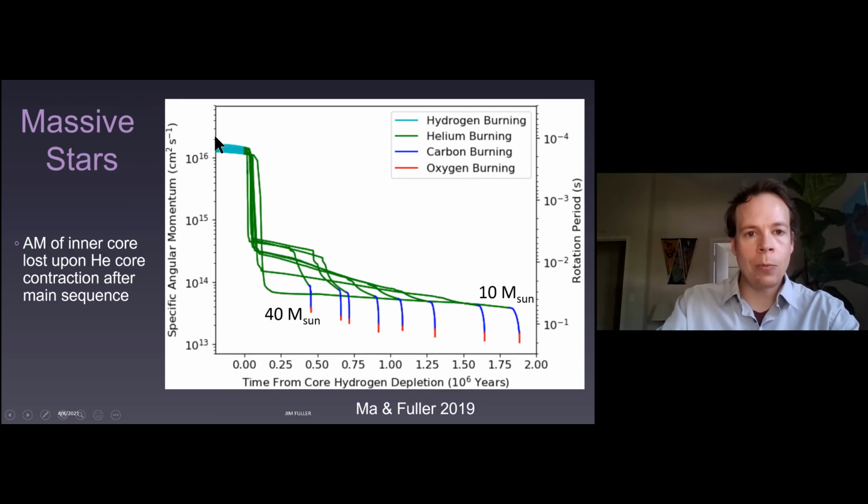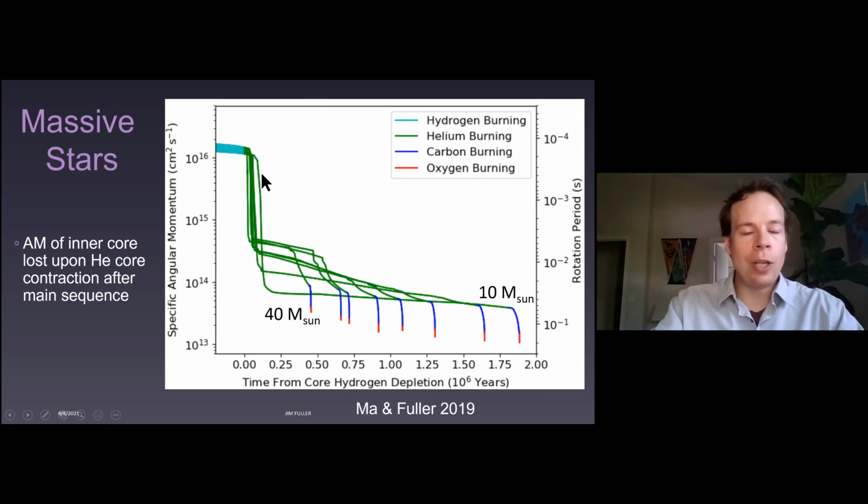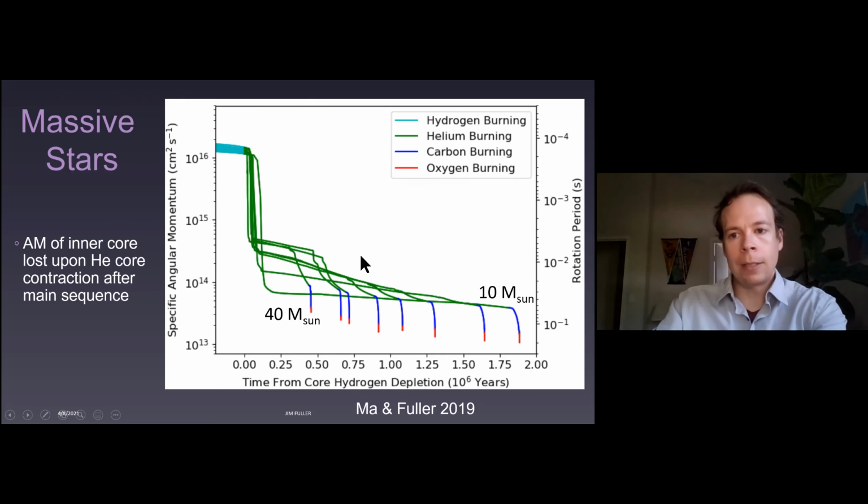And then after the main sequence, what happens is the core contracts and tries to spin up, the envelope expands and tries to spin down. And so that's when you generate the shear that creates the Taylor instability that causes a lot of angular momentum transport. And so at that phase, the core, according to these models, loses 90% or 99% of its angular momentum. And by the time the core collapses into a neutron star, so that's at the end of these red lines here, its angular momentum has been reduced by a factor of 100 or 1,000 or so. So according to these models, these cores lose most of their angular momentum.